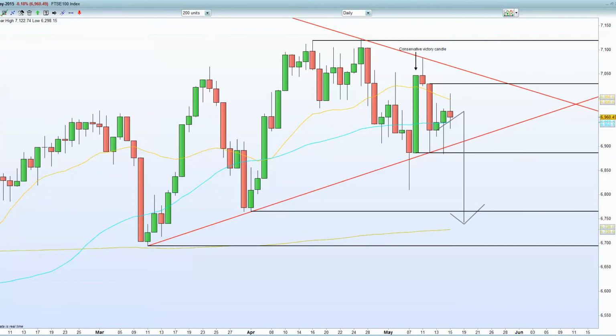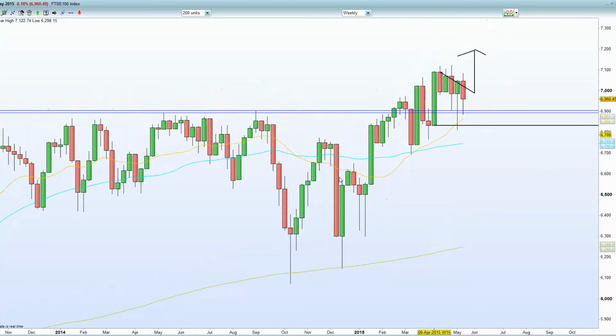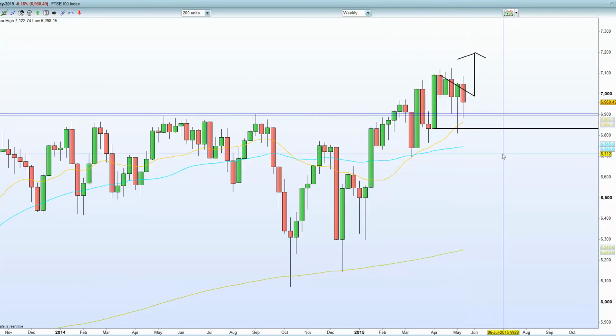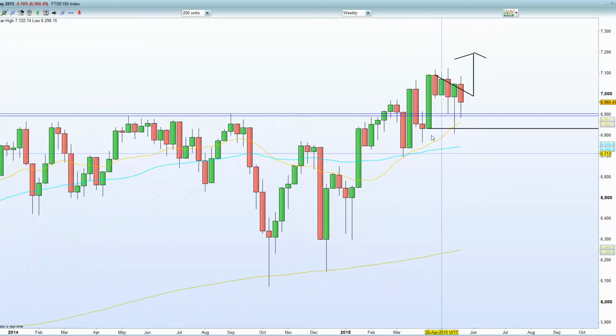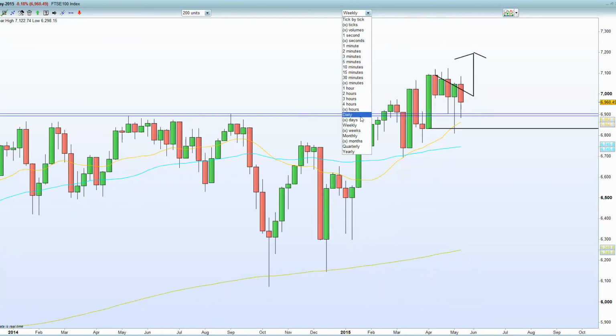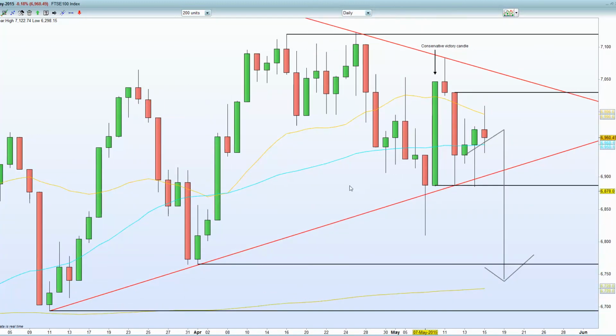Alternatively, we could just consolidate here, and this may well be the move that everybody's expecting on the weekly chart. If I go to the weekly chart, as you can see here, previous resistance is holding, and you have this bull flag scenario on the weekly chart. So again, you have to remain open to both scenarios. Whichever way the market wants to go, you go. Don't have a preconceived judgment, or don't be stubborn in any one direction.